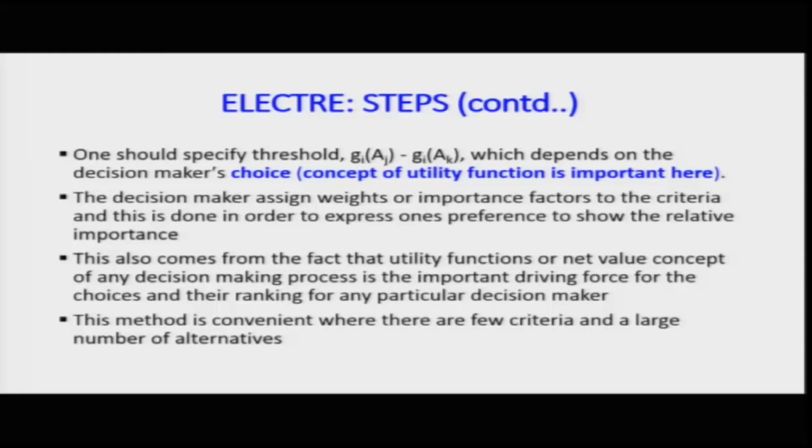This method is convenient when there are few criteria and a large number of alternatives. So, for comparing the alternatives with few criteria, this will definitely be advised, because, if you remember, the same thing was said of the AHP: if the number of different comparisons increases, then there is a chance that the rationality or consistency index may be violated.